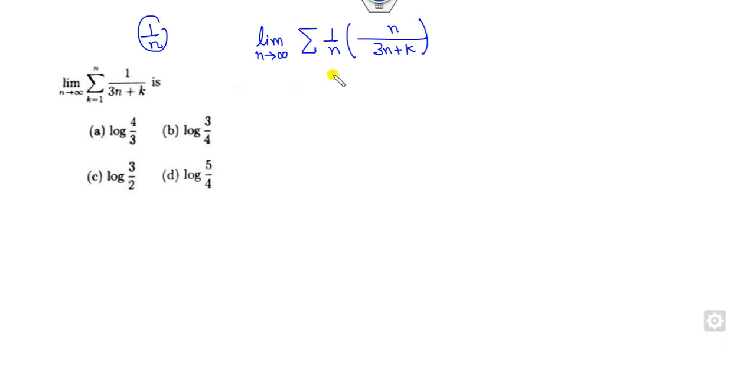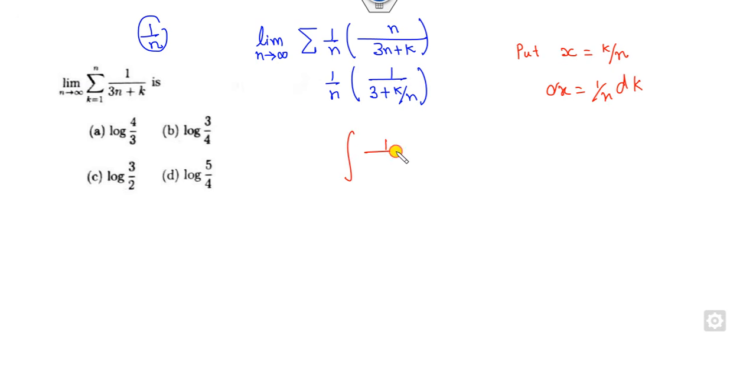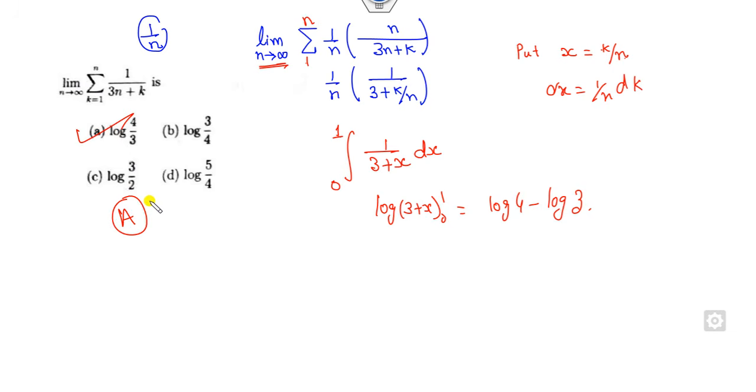Fine. Now I can write this number as 3 plus k over n. Now I can substitute x as k over n, so dx will be 1 over n dk. So this is 1 over 3 plus x. The limit is from 0 to 1. So what is the answer of this? Log of 3 plus x, so what is that? Log of 4 minus log of 3. So log of 4 over 3 is the right answer.